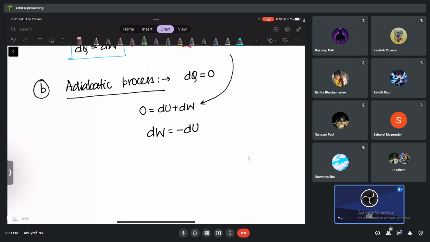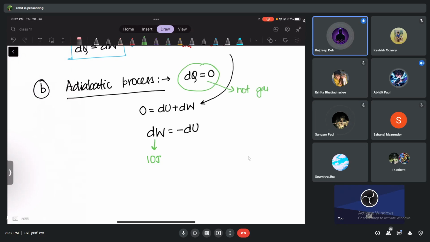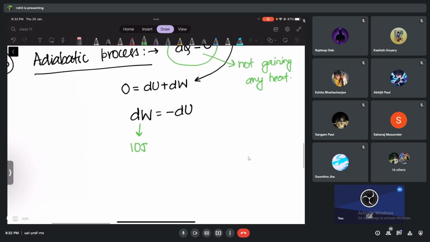So what does it mean? Let me tell you. It means that if a gas is doing 10 joules of work, just imagine the gas is not gaining any heat. But the work done by the gas is 10 joules. According to this formula, how should I write it? Minus 10 joules.